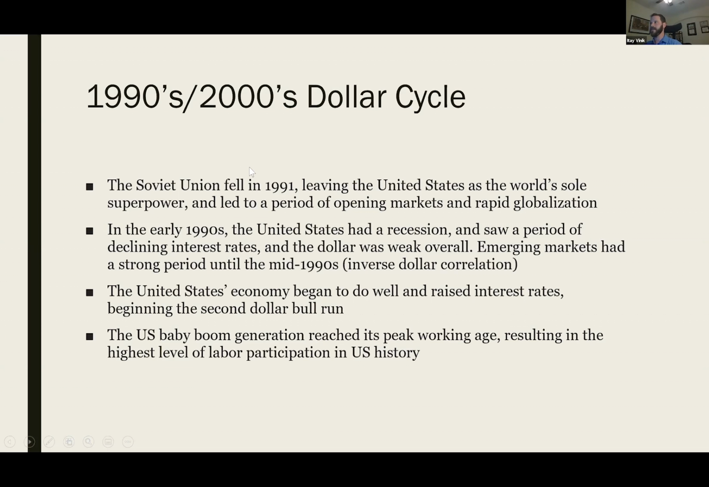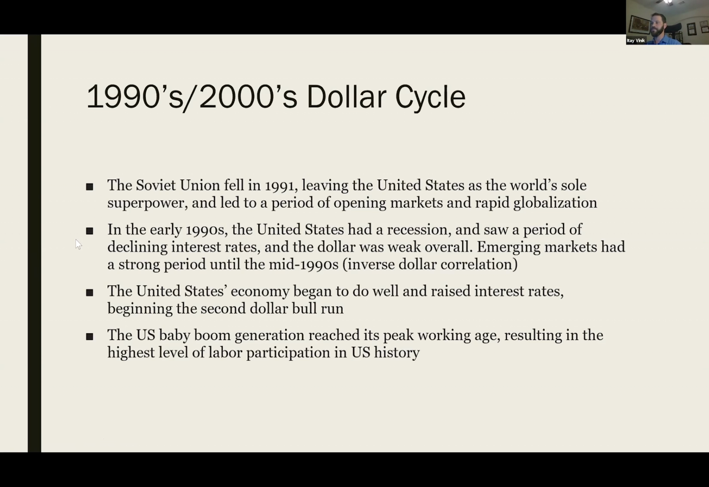So let's talk about the 90s, 2000s real quick. So the Soviet Union collapses in 1991. Basically, the US is the sole superpower. And the US goes into recession, with declining rates as a result of it. Dollar was weak overall. Emerging markets were fairly strong. Again, that inverse correlation.